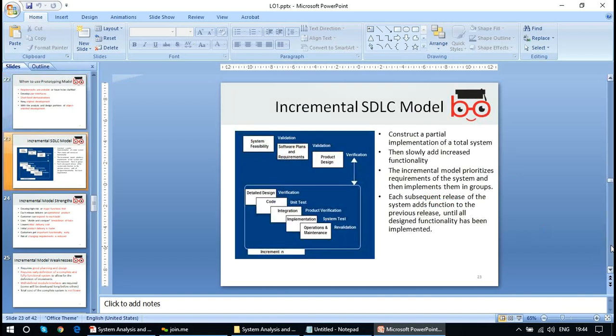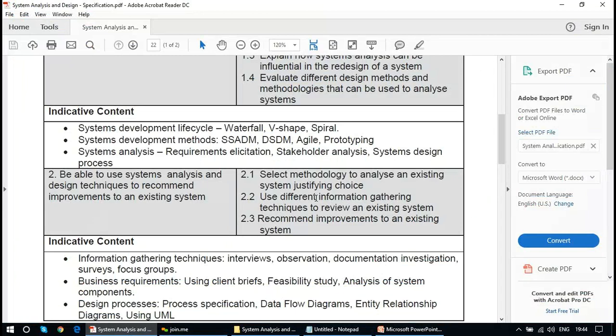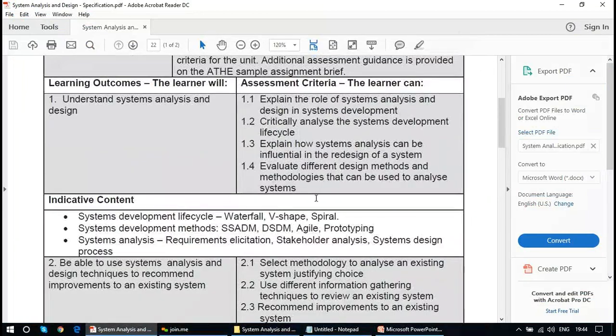Then there is the incremental one. We don't have to discuss the incremental, but that is also one kind of popular. So let me just give it only a minute so that you never miss any of the important things.